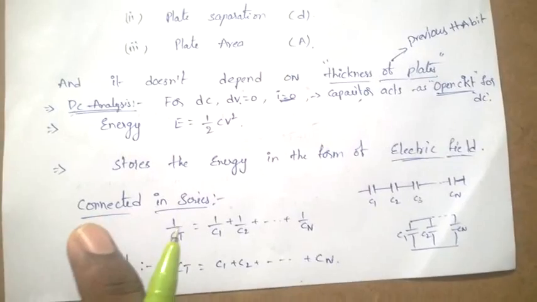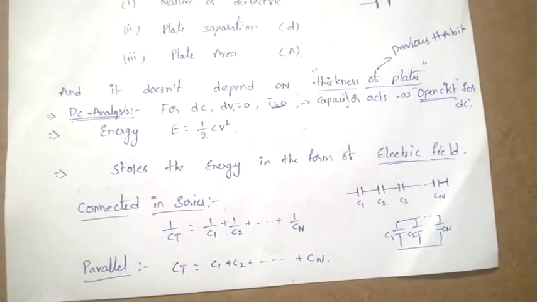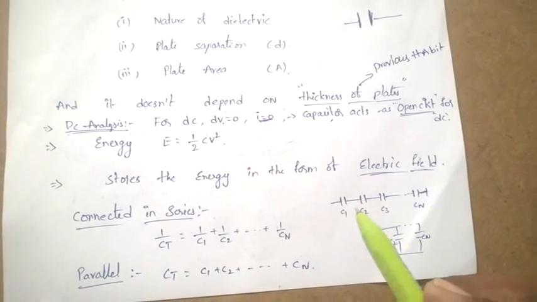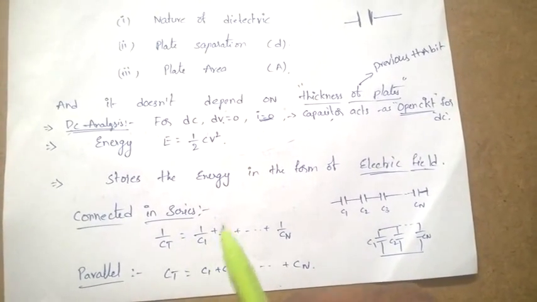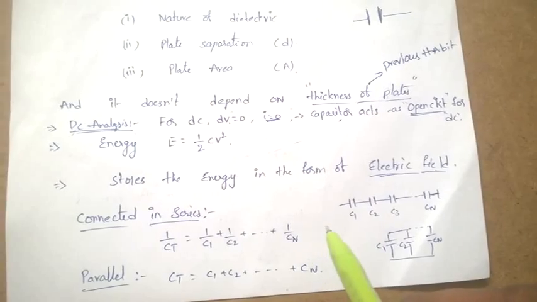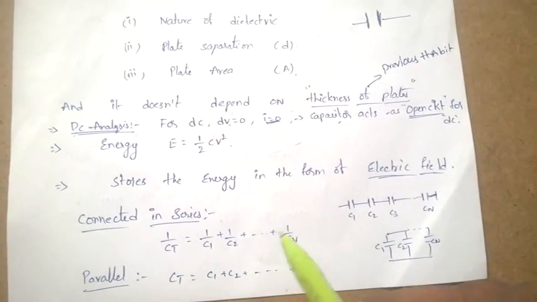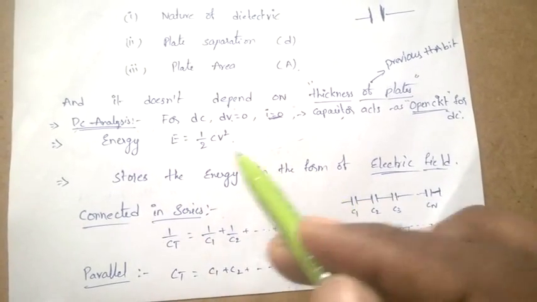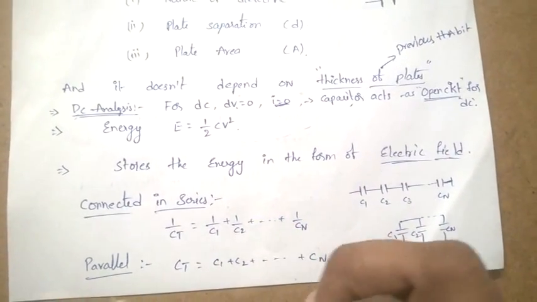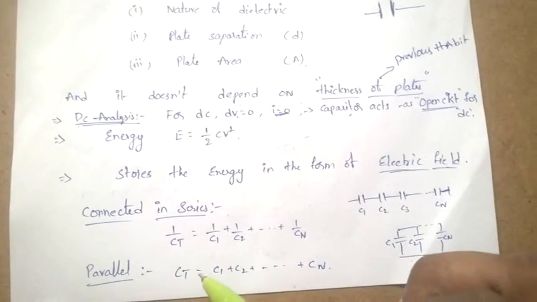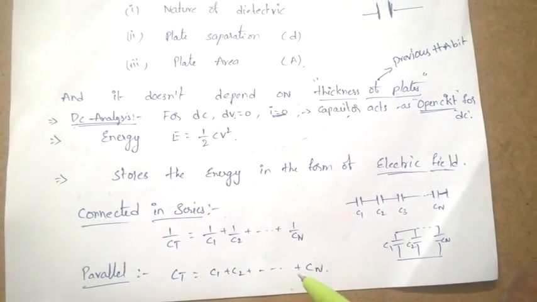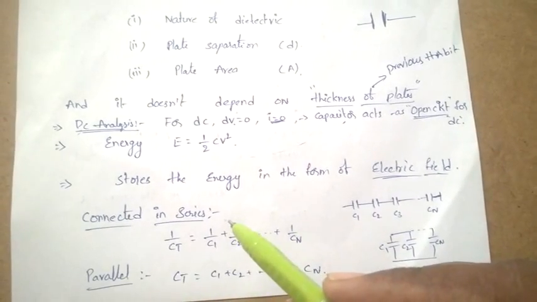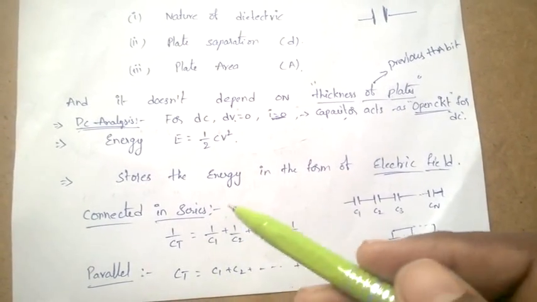Next, the capacitors connected in series: 1/C total = 1/C1 + 1/C2 + and so on up to 1/Cn. It is the reverse of resistance and inductance. If they are connected in parallel, then C total = C1 + C2 + and so on up to Cn. But in case of resistors and inductors, if we connect in series, they are added; here it is the reverse.